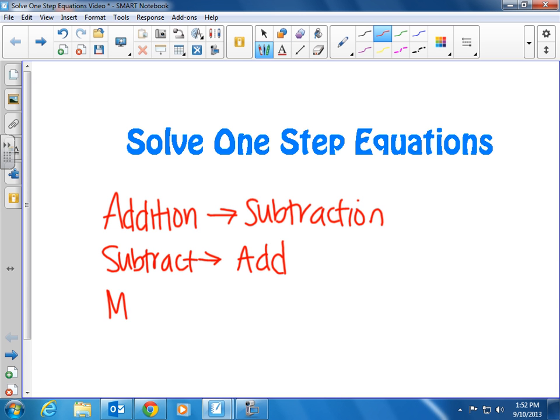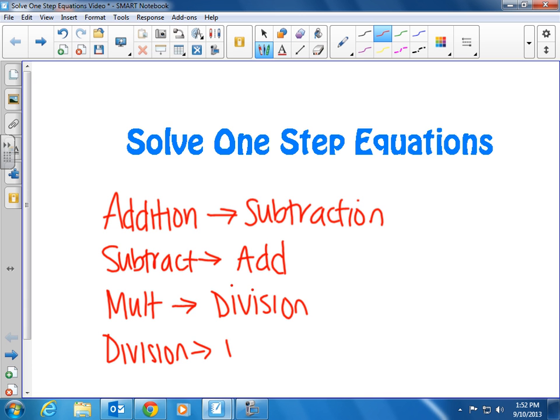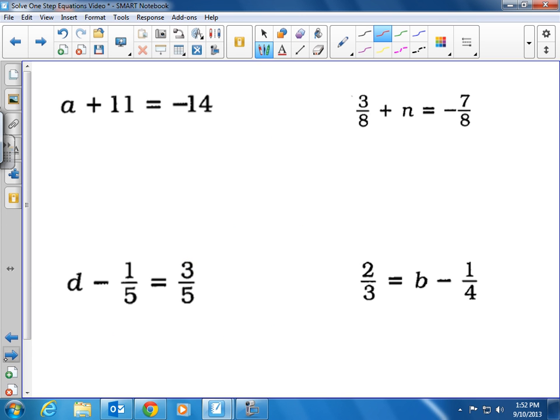What is multiplication's opposite? The opposite of multiplication is division, the inverse of multiplication, and the inverse of division is multiplication. So depending on what operation our problem involves is going to determine what inverse operation we do to isolate the variable. The goal of all of our problems today is to find the value of the missing variable. So here we have 4 problems. We're going to take them one at a time.